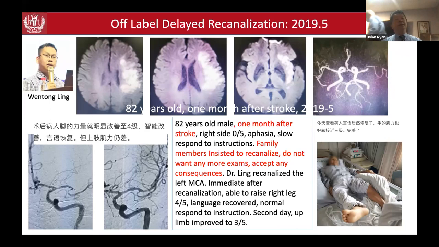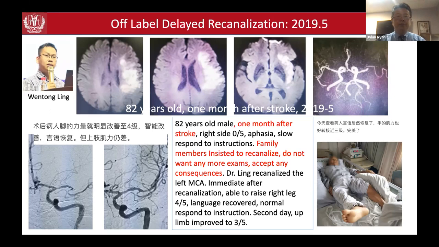After a month. They don't have a consent form or anything like that in China, because family members are just begging. They even kneel down, saying please do it for my father, reopen his vessel, because my whole family is going down and no one can go to work anymore. So he reopened the vessel. You can see the right side limb weakness was 0/5, basically nothing, with aphasia and slow responding to instructions. After reopening, the patient could immediately lift the right leg, so the muscle strength recovered to 4/5. And on the second day, even the upper limb changed.